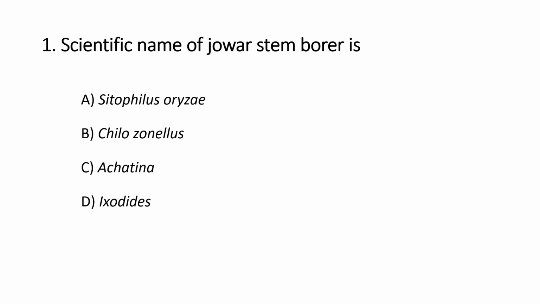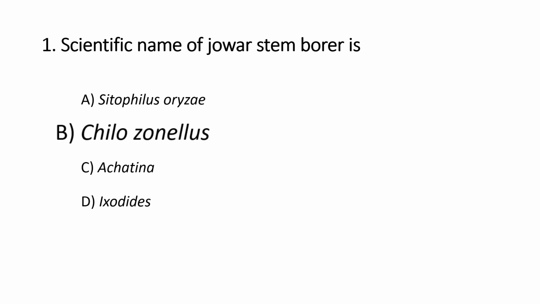Setophilus oryzae, Chilozonilus, Achatina and Ixodidae. See, this Java stem borer is the serious pest of Java plant, maize plant. And here the options are Setophilus oryzae first, but Setophilus oryzae is the stored grain pest. Then second option is Chilozonilus. Chilozonilus is the scientific name of Java stem borer. That's why the correct option is Chilozonilus.